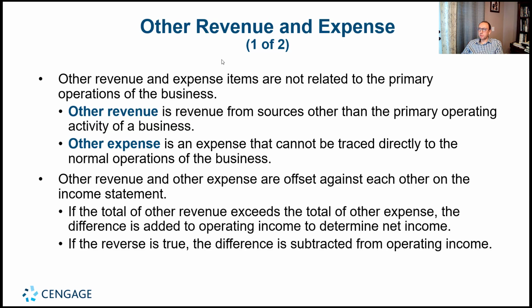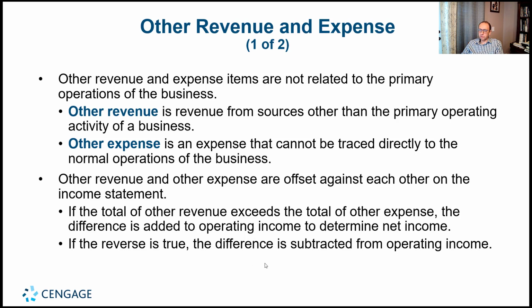Then the last part is the other revenue and expense, and these are other revenue and expense items not related to the primary operations of the business. So other revenues could be from sources other than operating activity of the business, and the same thing for expenses that cannot be traced directly to the normal operations of the business. These other revenues and other expenses are offset against each other on the income statement. If the total of the other revenue exceeds the total of other expenses, the difference is added to operating income.